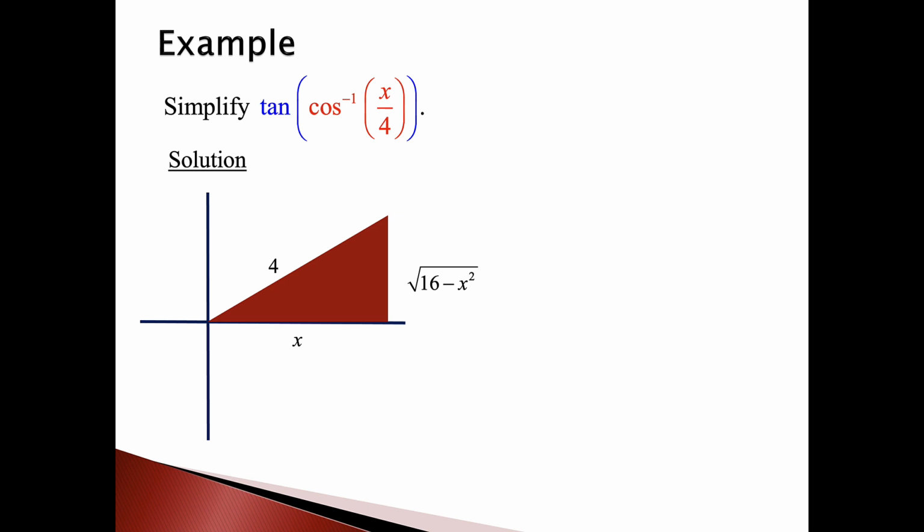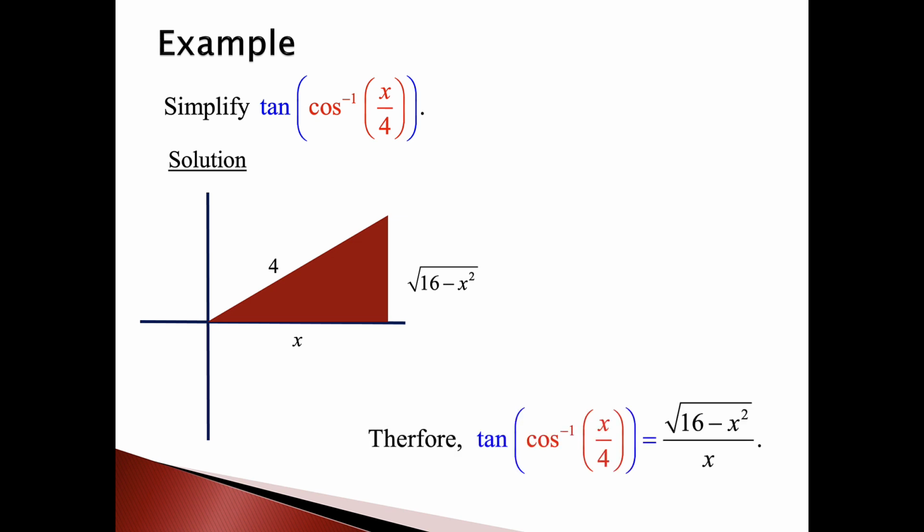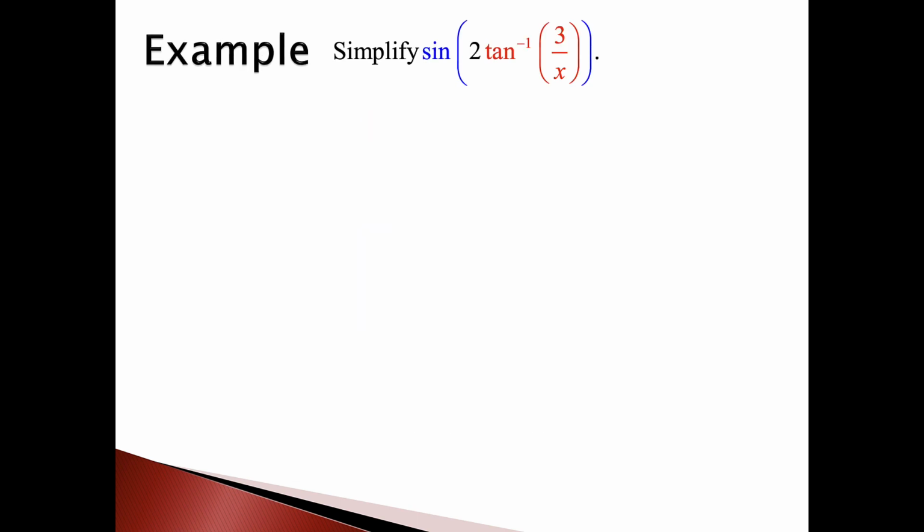So I've gone from x over 4, that was a number, to inverse cosine of x over 4, that's an angle. And now I read off the tangent of that angle to go back to a number. The tangent is going to be the opposite over the adjacent, so square root of 16 minus x squared over x. So here's one more really, really cool example.